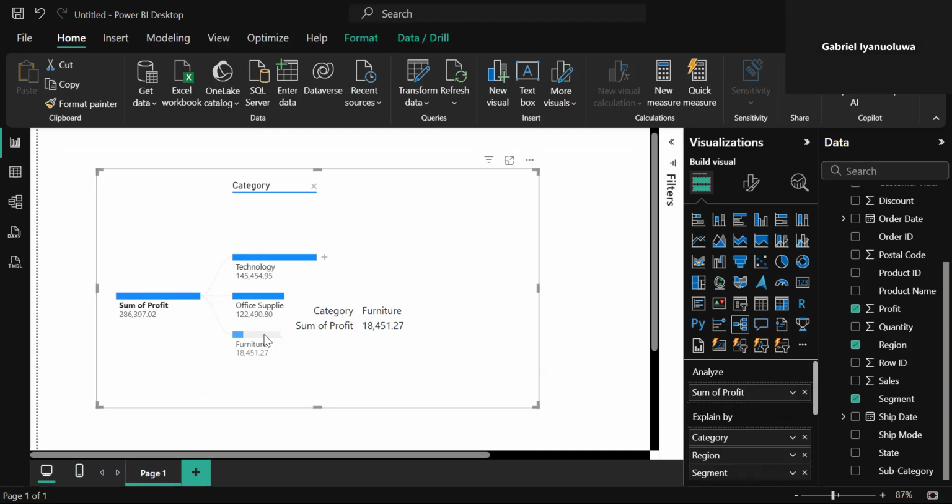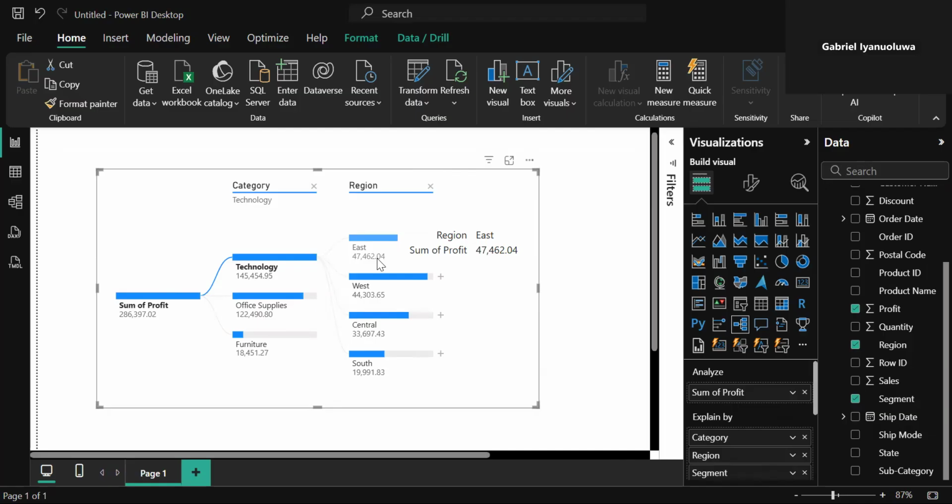Now you can move further if you want to see more details. You click on this plus sign again to choose how to split. In technology, tell us which one we have more high profit for. So we click on it again. Maybe high profit in where? In technology, I want to see the high profits. Which region should we have high profit in technology? If I click on region, it tells us that in technology we have high profit in East, followed by West.